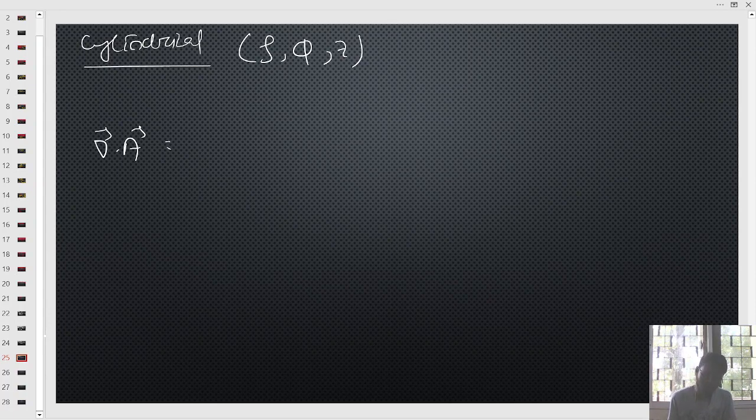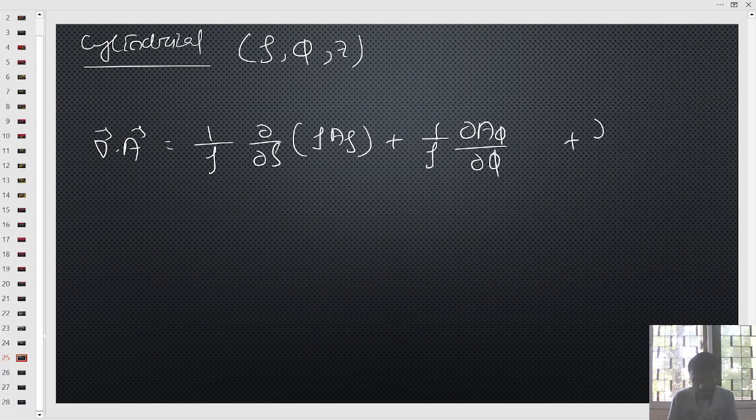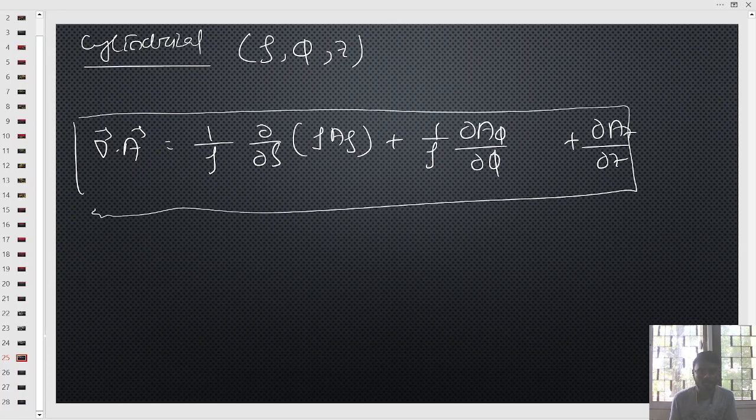So what about cylindrical? In the cylindrical coordinate system, you have the coordinates rho, phi and z. How do we write the divergence here? I can write it as 1 upon rho del upon del rho of rho a rho, where a rho is the component along rho cap, plus 1 upon rho del a phi upon del phi, plus del az upon del z. It's simple. This one is cylindrical.